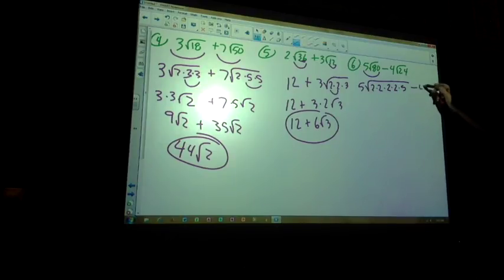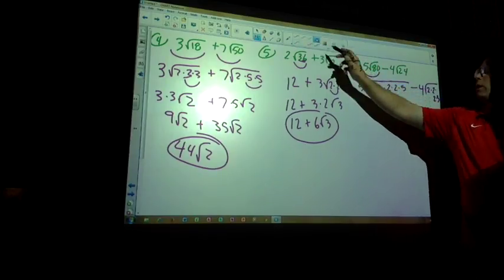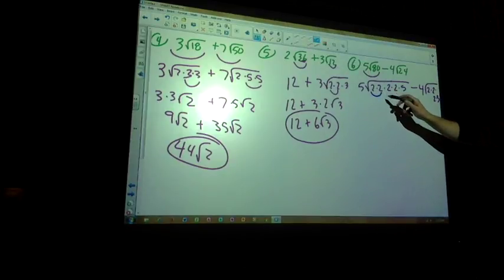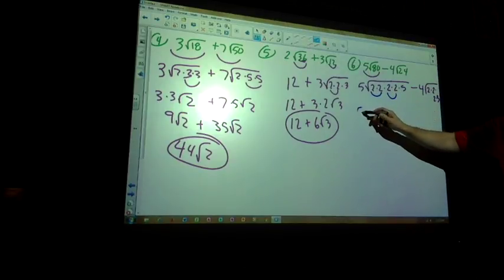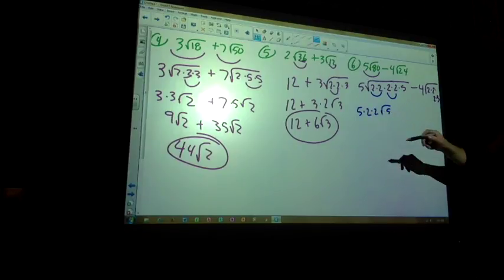All right, let's break 24 down. 2 times 12. 12 breaks down to 2 times 6. 6 breaks down to 2 times 3. Did I do that right? So let's take a look. That comes out, and that comes out. So outside I have 5 times 2 times 2, square root 5 left. So that's 20 square root 5. Does that make sense how I just did that?